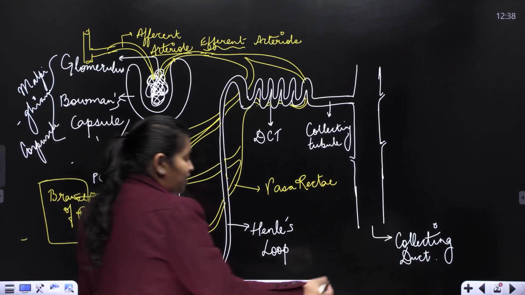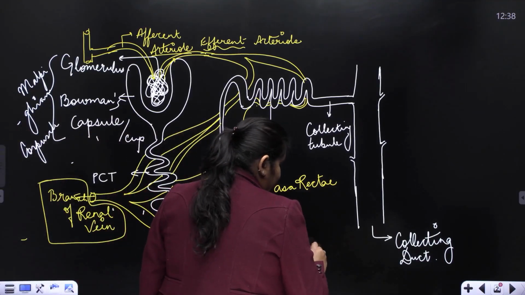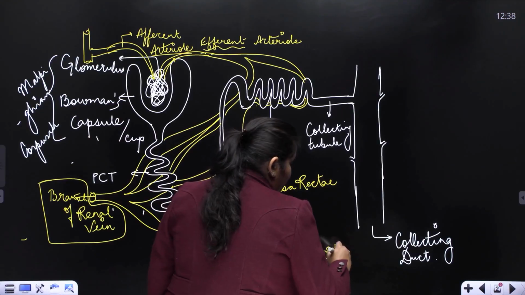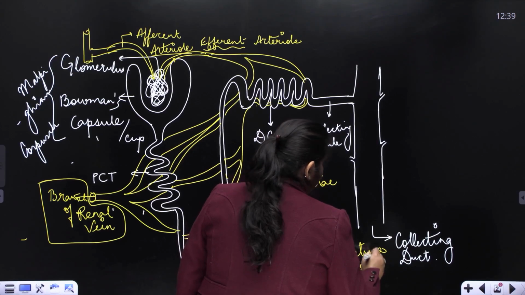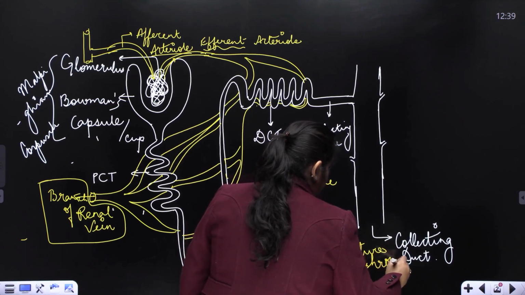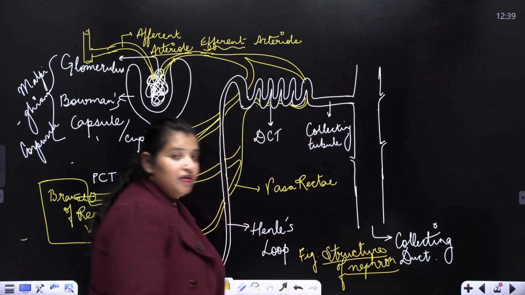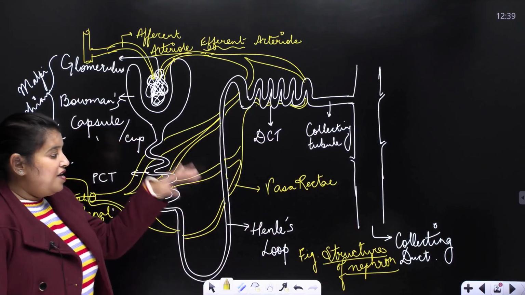So to tag the figure, you will write structure of nephron. This is the structure of the nephron.